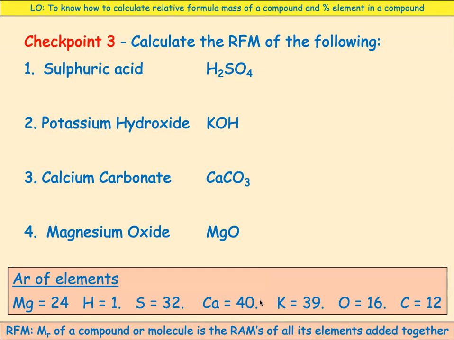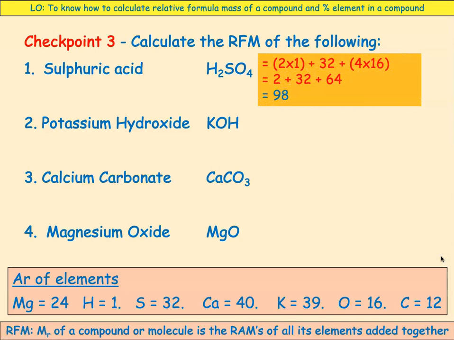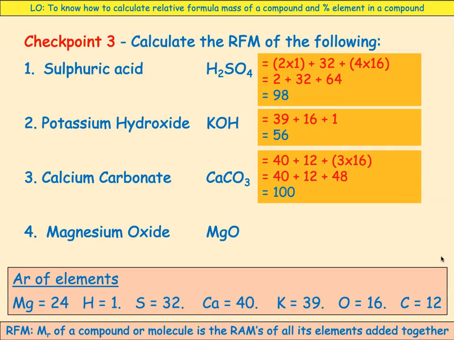Okay, so I've given you the relative atomic masses of the elements that you need here. I want you to pause the video again and work out the relative formula masses of each of the following. Okay, welcome back. Right, the first one, 2 times 1 for hydrogen, plus 32 for sulfur, plus 4 times 16 for oxygen. So 2 plus 32 plus 64 gives us 98. 39 for potassium plus 16 plus 1 gives us 56. 40 plus 12 plus 3 times 16 gives us 40 plus 12 plus 48, which is 100. And for magnesium oxide, we've got 24 plus 16, which is 40.